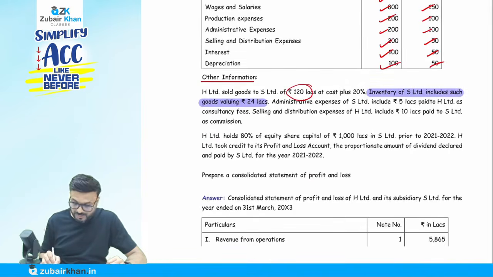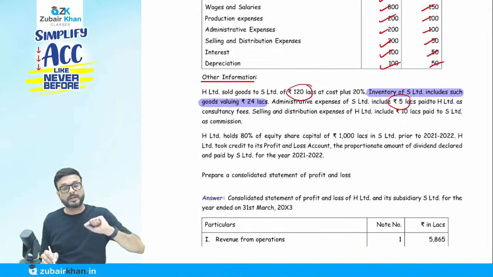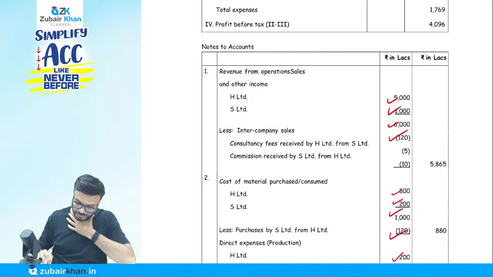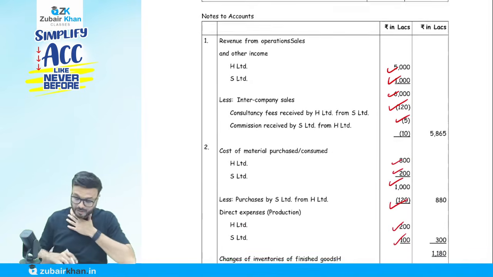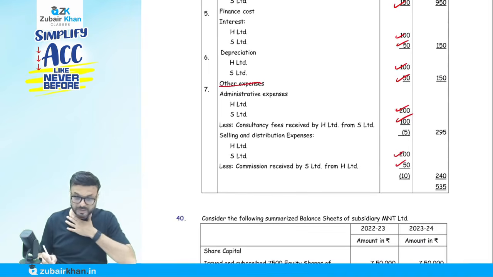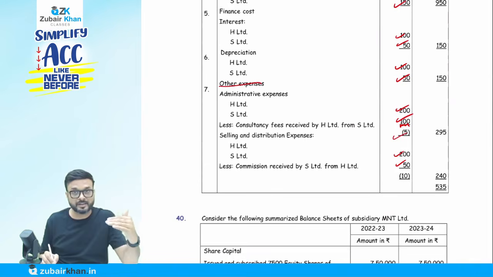Administrative expense of S Limited includes rupees 5 lakh paid to H Limited as consultancy fees. So one paid to another. For one it is expense, for the other it is income. So from income we will deduct these 5, and from expense we will deduct this administrative expense, this 5. Okay. Basically it is not 200 plus 100. By mistake they have shown a total here, but it is 200 plus 100 minus 5, that is 295. Okay.